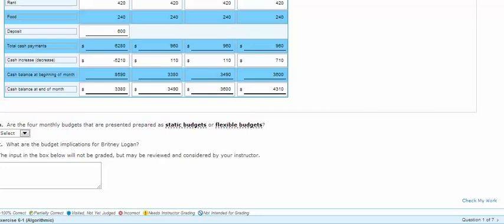Next are the four monthly budgets prepared as a static budget or a flexible budget. Each one is really a static budget on a per monthly basis. Let's go check my work there.